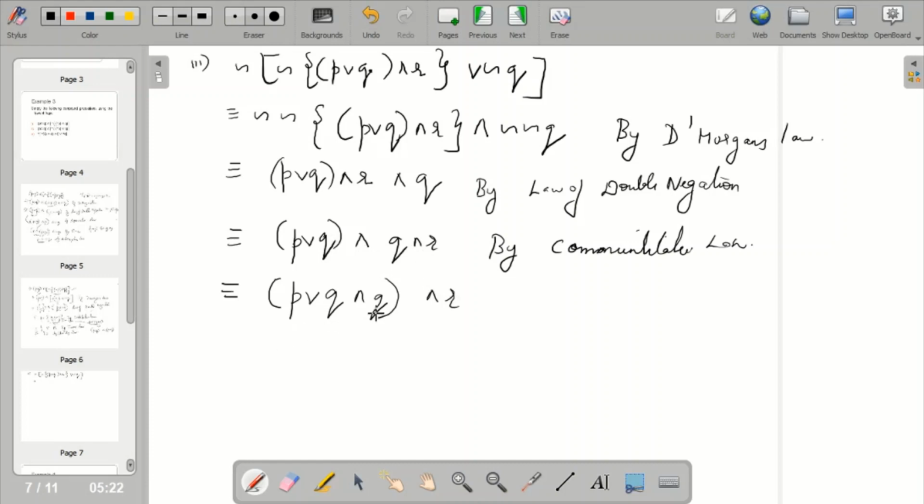I applied a bracket. Let this bracket be as it is. I just put a bracket by the associative law. I can apply a bracket, right? There is no issue in applying a bracket by the associative law. After that, this will be P or Q. I just need to interchange again Q, and here also I need to interchange Q or P.